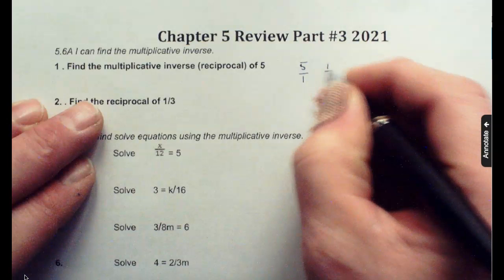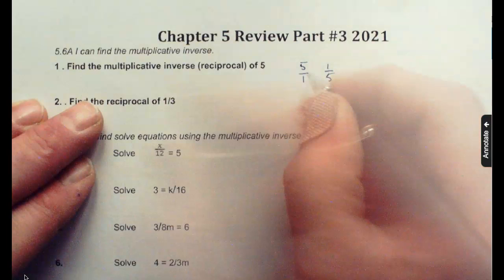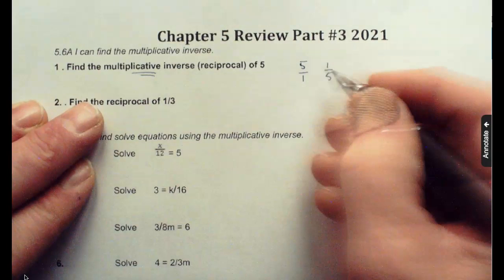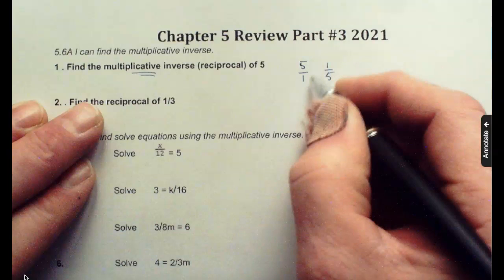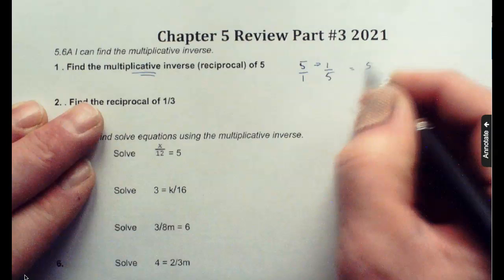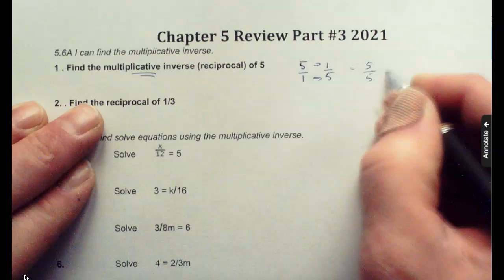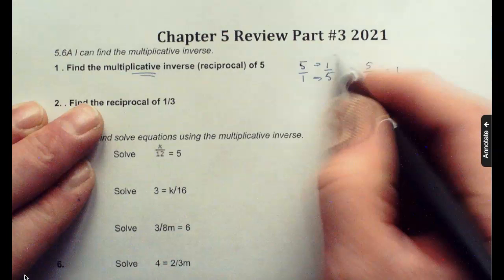It's 1/5. Now remember, the reason why we call it the multiplicative inverse too is that it means whatever you can multiply 5 by to get to 1. So if I did 5 times 1/5, I have 5 on the top, 1 times 5 on the bottom is going to give me 5. 5 divided by 5 equals 1. So the reciprocal is 1/5.